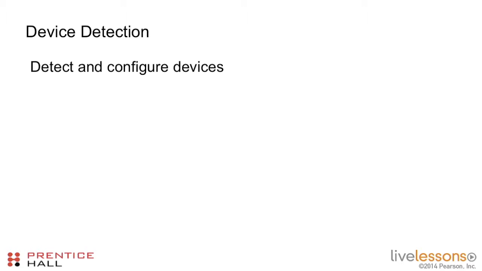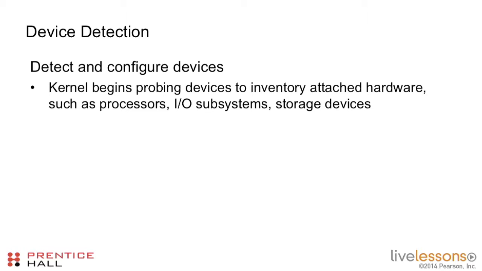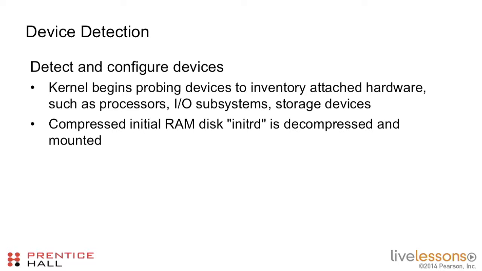The next task that the kernel performs is to detect and configure the devices in the system. It starts by probing devices to look at all of the inventory attached. So this might be the number of processors available, the buses that are available in the system, such as the PCI bus, any I/O subsystems, which stands for input-output, anything coming to or leaving the processor, such as network interfaces, and other storage devices.